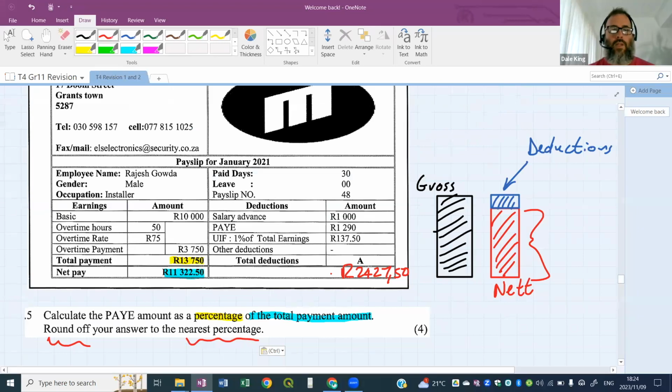So we need two values here. All right. And I'm going to highlight PAYE in yellow. All right, and that's over here in yellow on my payslip. And the total payment amount I'm going to highlight in blue on the payslip. So we need those two values here. And we need to work out this yellow one as a percentage of the blue one. All right, calculate PAYE as a percentage of the total payment, which is blue.